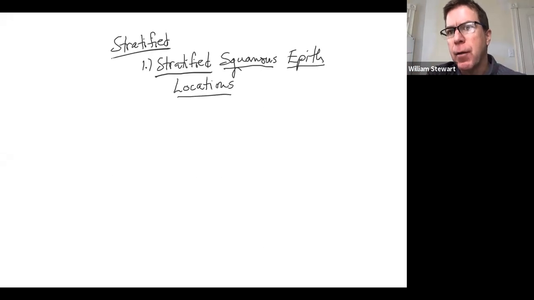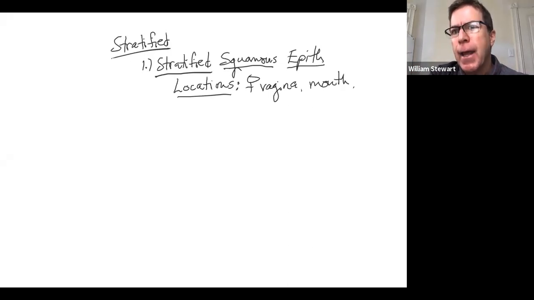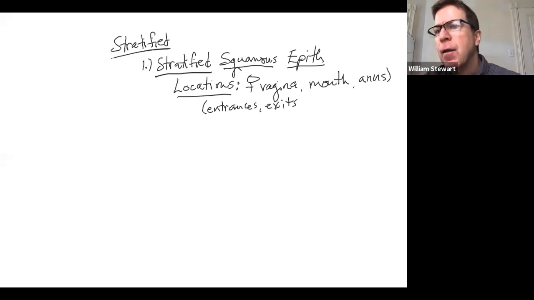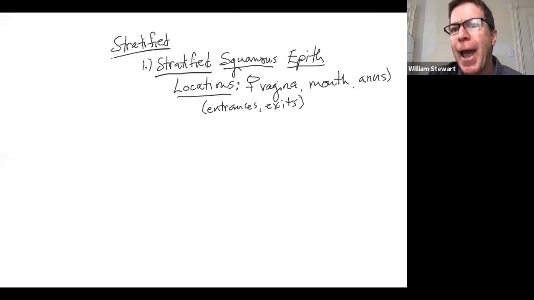Locations, I was incorrect with my simple stratified, so I'm going to put female reproductive tract. Actually, this stuff also lines the inside of the mouth as well. We find this at entrances and exits to the body. So the anus, where digestive waste leaves the body. So most entry points and exit points to the human body are lined with this tissue because its main function is protection.